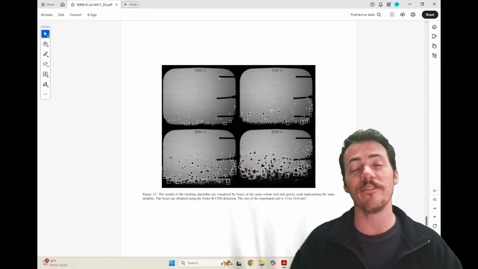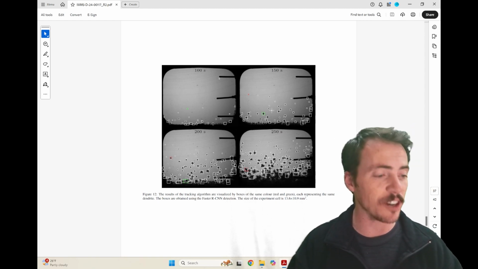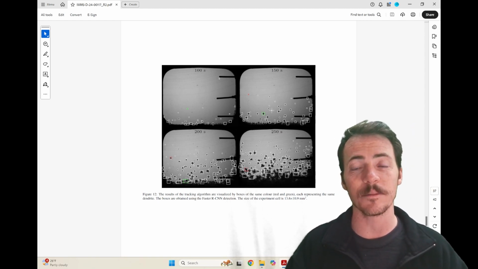The authors point out the value of relying on synthetic data instead of just experimental data, and obviously talk about how this could extend to other systems and other microstructures.